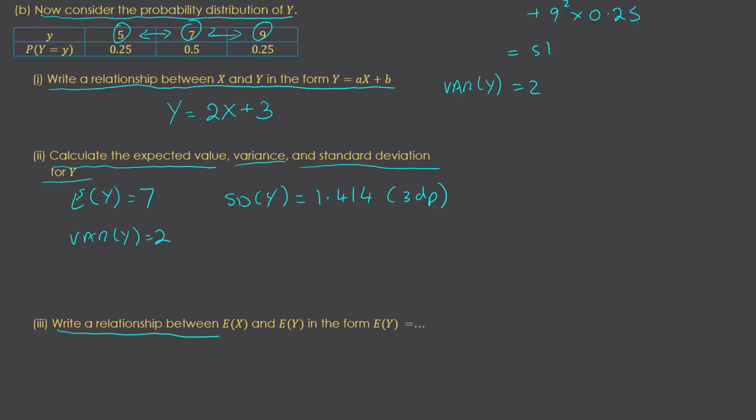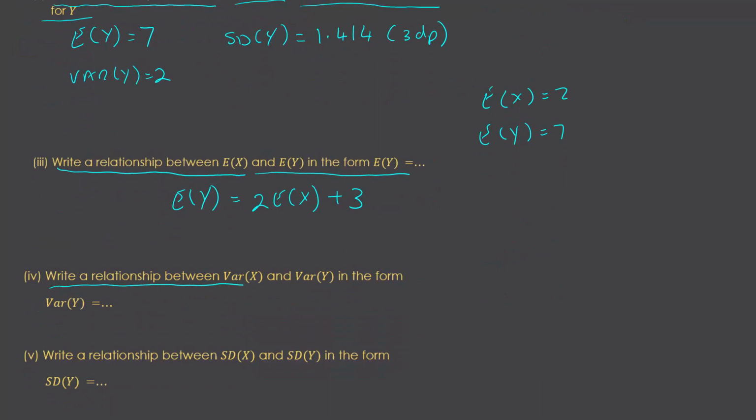We want to write a relationship between the expectation of x and expectation of y in this form. Well, the expectation of x we know was 2. The expectation of y is 7. Well, does that follow this relationship here? Well, 2 times 2 is 4, add 3 is 7. So indeed it does. The expectation of y is equal to twice the expectation of x plus 3.